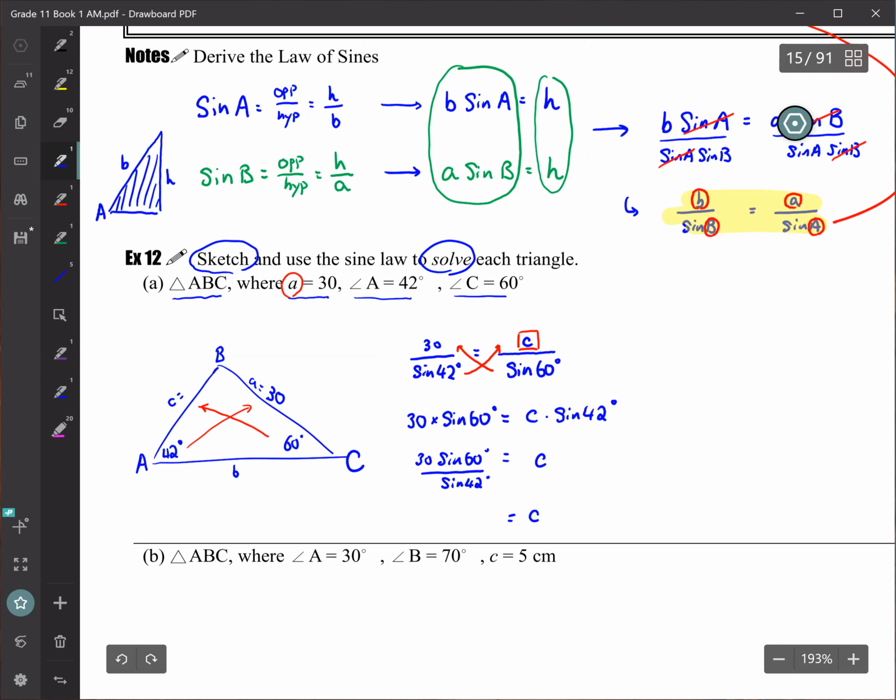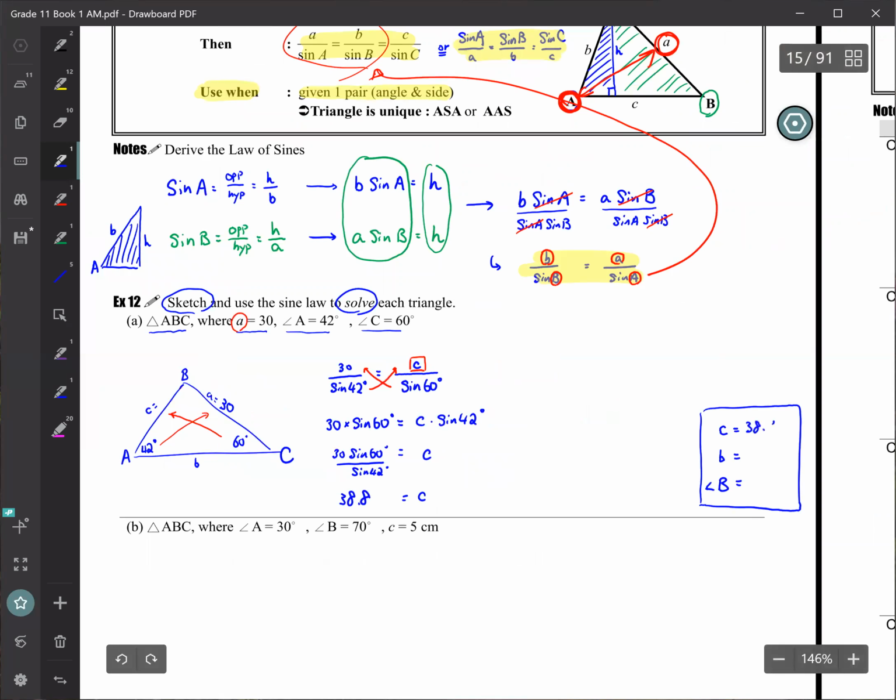All right, Nathan, what do you have? 38.8. Thank you, 38.8. And this one is the length, so if they tell you it's centimeters, then you remember to write a unit. This one didn't tell you any units, so just leave it like that. Anyone has different answers? 38.8, okay? So you can fill into the right side now. Now you got the missing side.